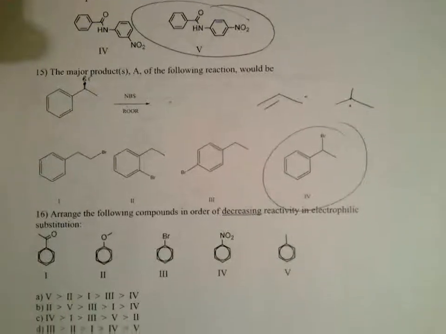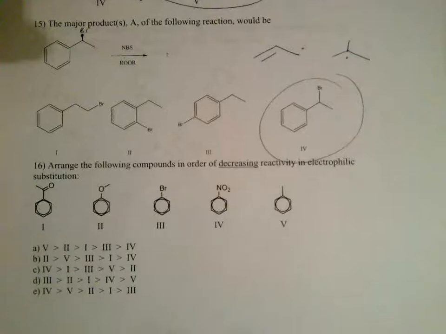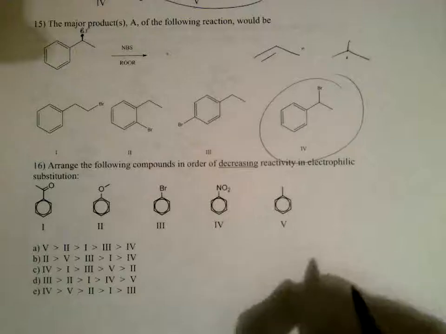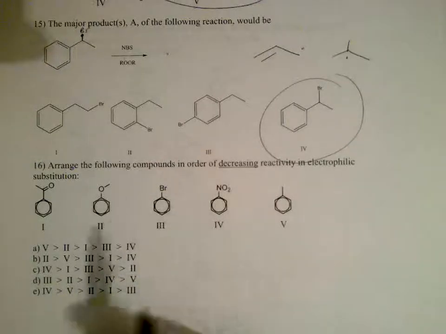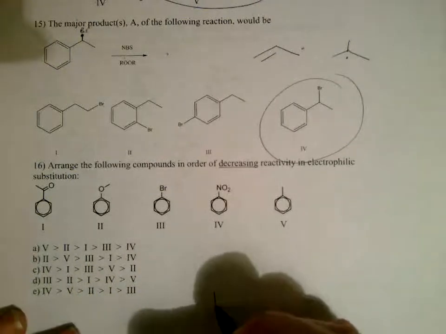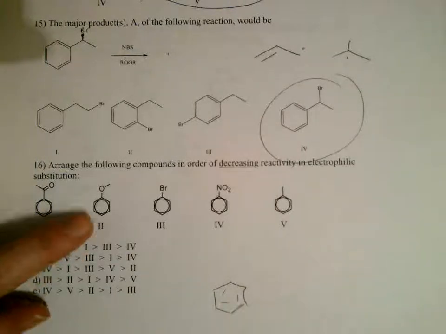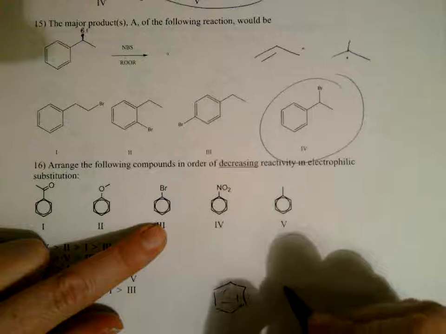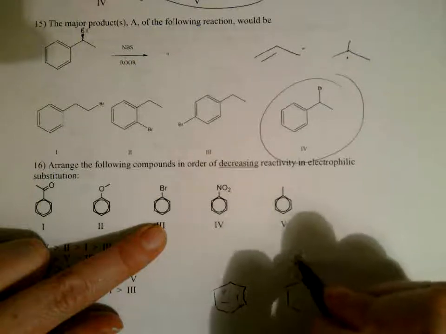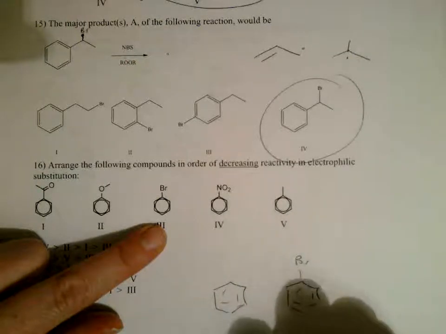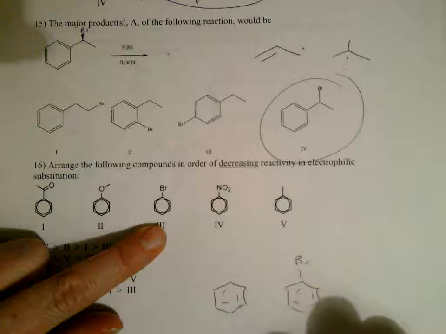Okay, next question. Arrange the following compounds in order of decreasing reactivity in electrophilic substitution. Okay, so when I'm thinking, and it'll really help if you make your list, I always put benzene as the neutral. And benzene isn't an option here, but I just put it as the neutral. Bromine, we know, or any halogens, are weakly deactivating. So I'm going to say weakly deactivating.